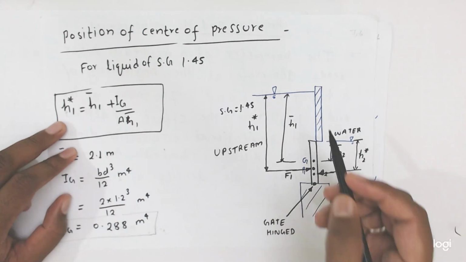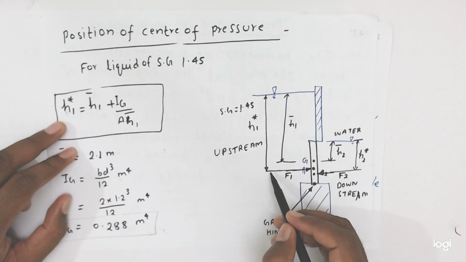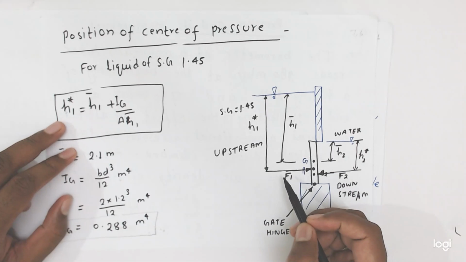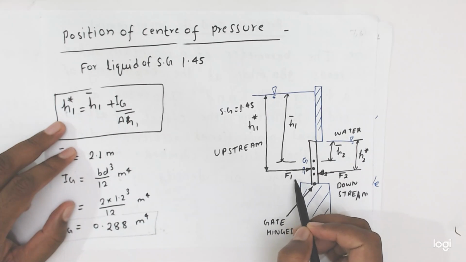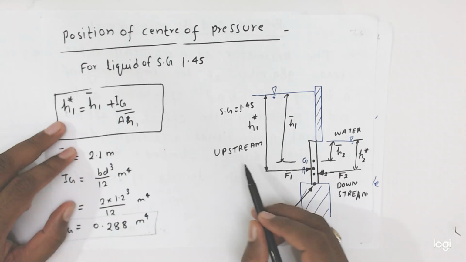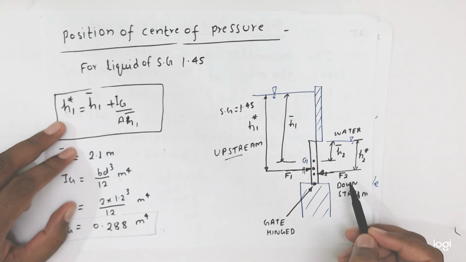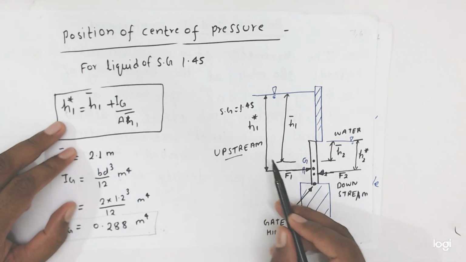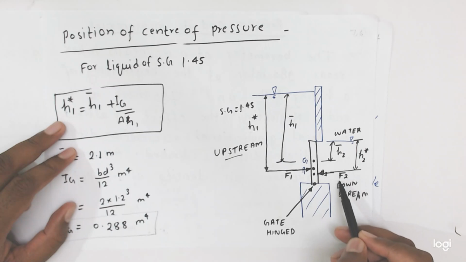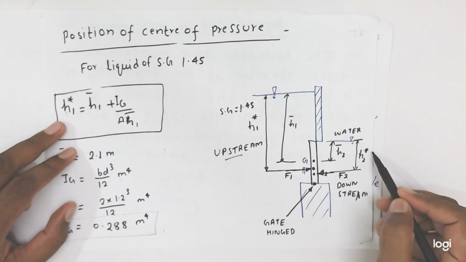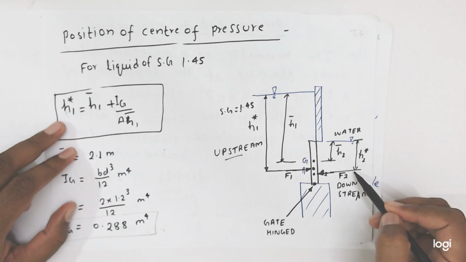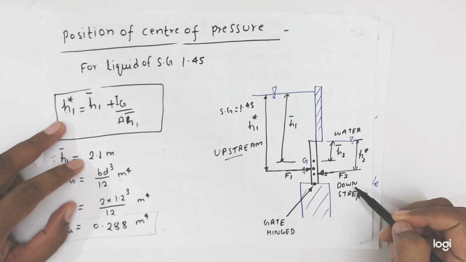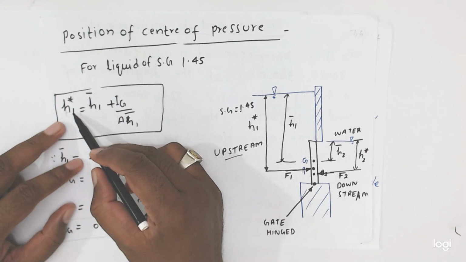First, we have to calculate what is the H1 star, the center of pressure of the force F1 working on the upstream side, and for F2, H2 star is the center of pressure on the downstream side. So first we have to calculate H1 star.